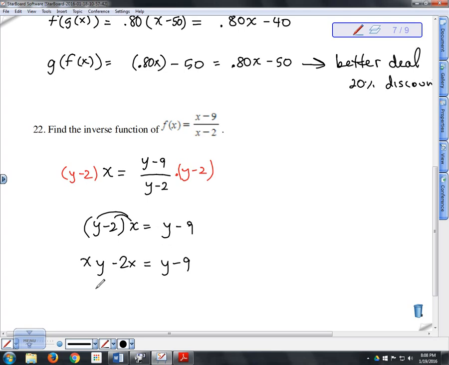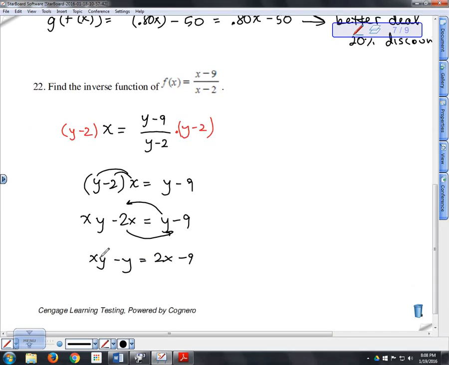So I'm going to subtract the y over here, and I'm going to move the 2x over here. So I'm going to get xy minus y equals positive 2x minus 9. Now on the left side, both terms have a y as a common factor, so factor it out.